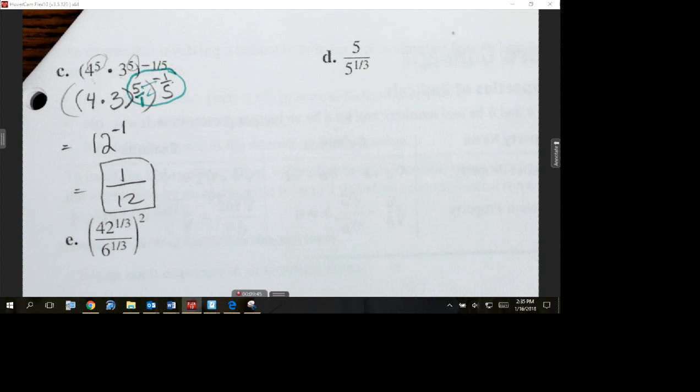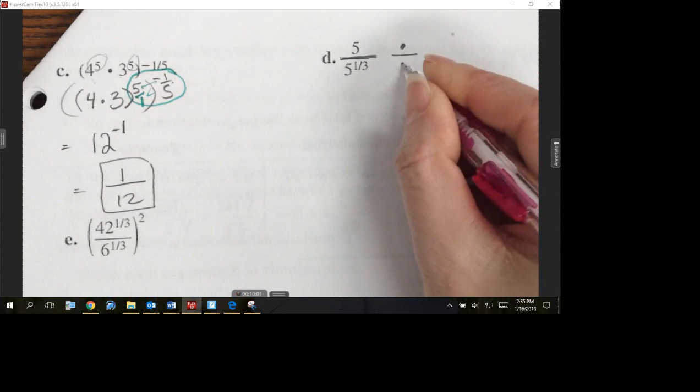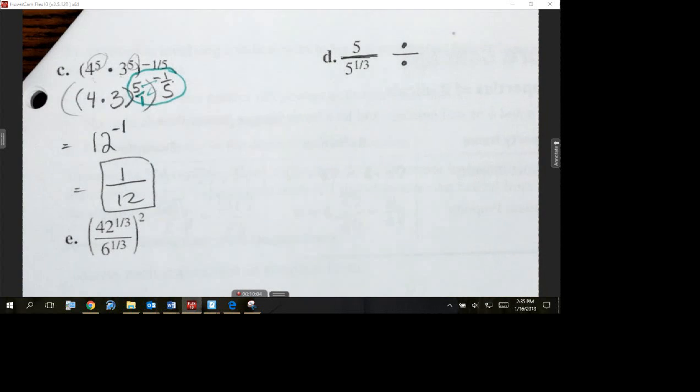All right, D. 5 divided by 5 to the 1/3. I noticed that the big number, the base, on top and the bottom is the same. We have like bases, and we are dividing. That's what fractions mean. They mean divide. You know what the symbol means? That's a fraction. That is what that is. What do you think fractions mean? Isn't that cool? They never tell you that.